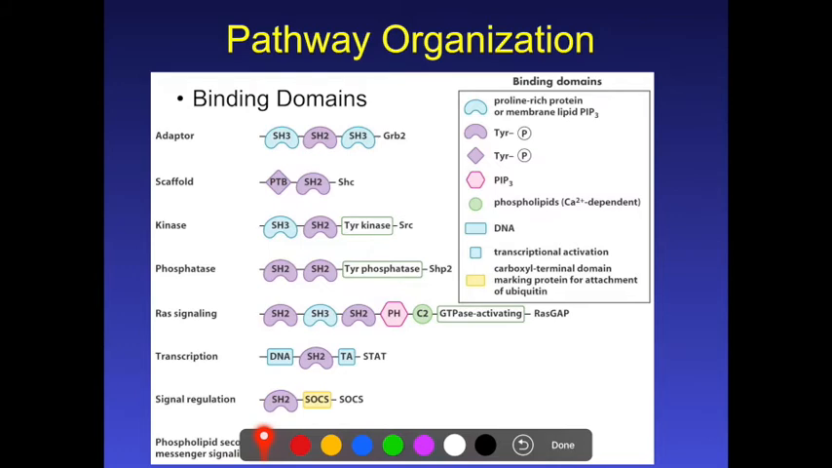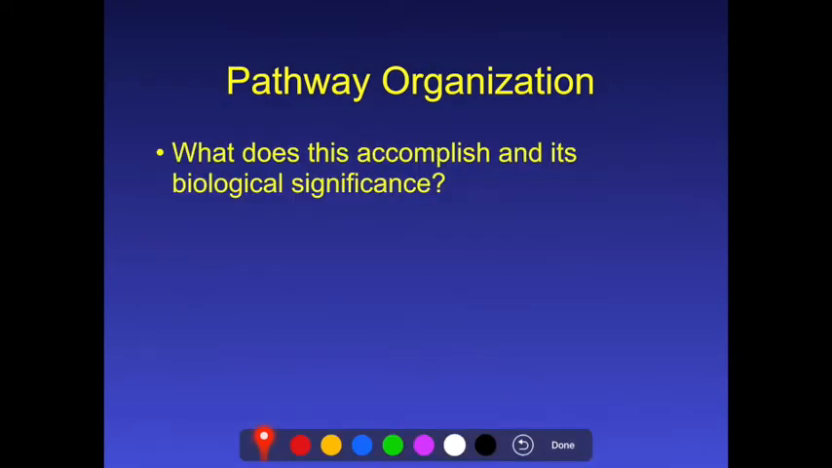Many proteins are very large. They have multiple binding domains that will allow several proteins to come together and form organizational pathways. I don't want you to memorize each one of these or the types or the names. I want you to understand that there are binding domains, and you may look at those in other pathways, but I just want you to understand there are binding domains and that we're identifying them. I already talked to you about what this accomplishes biologically. We get faster response to signaling.